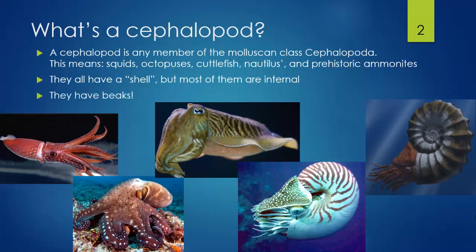And then finally they have beaks. If you've ever had the misfortune of seeing how an octopus or a cuttlefish or a squid eats, it's pretty terrifying actually. They have a beak. The cuttlefish beak looks a lot like a parrot beak actually. It's kind of funny. But their mouth is underneath their face, so to speak.